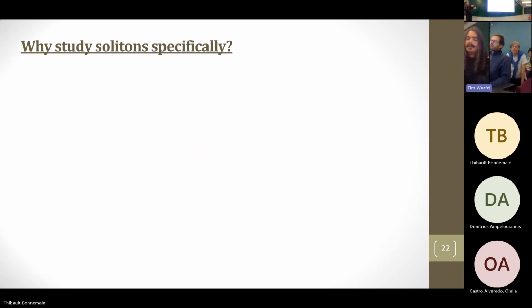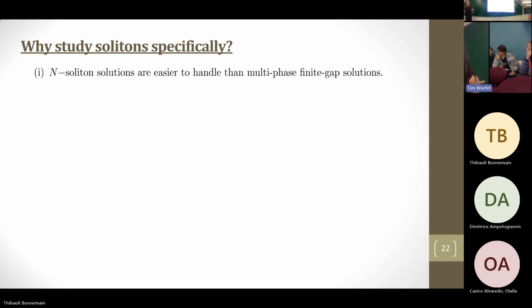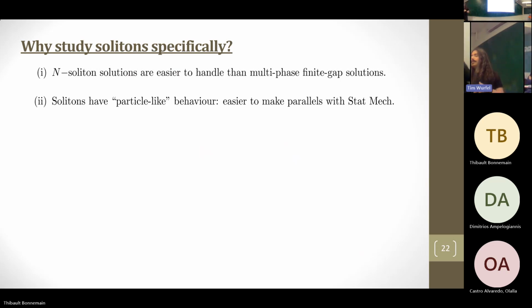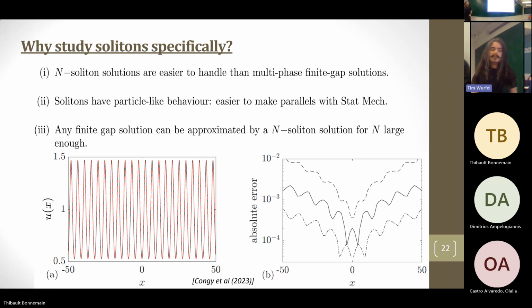Okay, so the last few slides will be dedicated to solitons specifically, and how to construct solutions to the KdV equation that involve n interacting solitons. The first thing we need to ask is why we should study solitons, when they are just the infinite wavelength limit of cnoidal waves. There are three reasons. The first is purely practical: they are easier to handle than multi-phase finite gap solutions. The second is that solitons have interesting particle-like behavior, so it will be easier to make parallels with statistical mechanics using solitons. And finally, maybe the most relevant reason is that any finite gap solution can be very well approximated by an n-soliton solution, provided that the number of solitons is large enough.